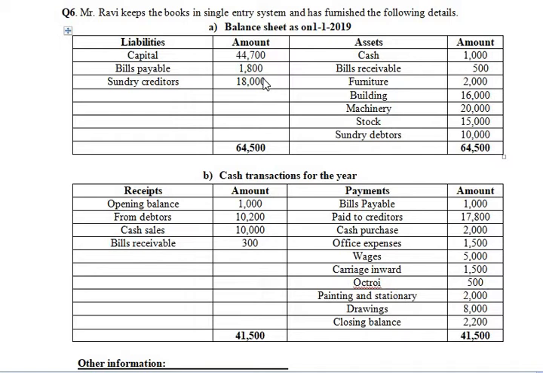In the previous class we solved one problem, which was for 15 marks, on conversion of single entry data into the double entry system. Today we are dealing with yet another problem. This is again an illustration.